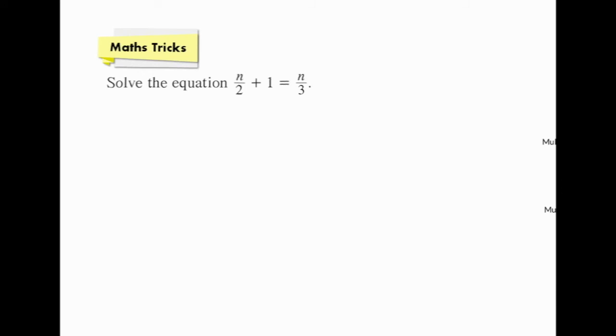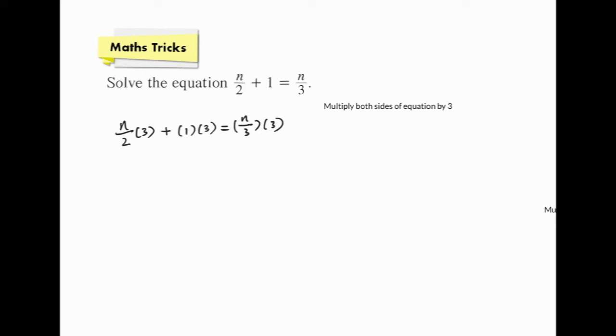First, take the larger denominator, 3. We multiply both sides of the equation by it. Multiply both sides of the equation by 3. This means that we have to multiply every term in the equation by 3. So we have n over 2 times 3 plus 1 times 3 equals n over 3 times 3.